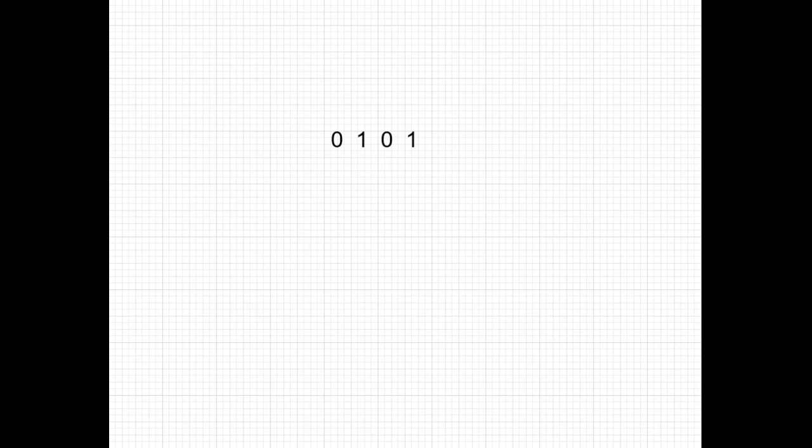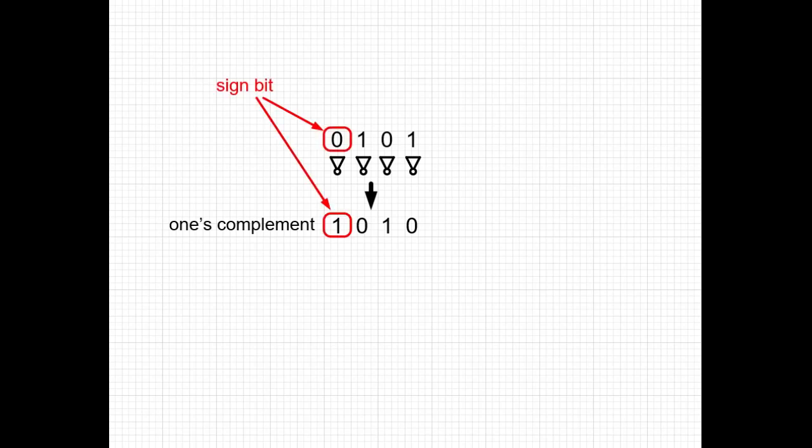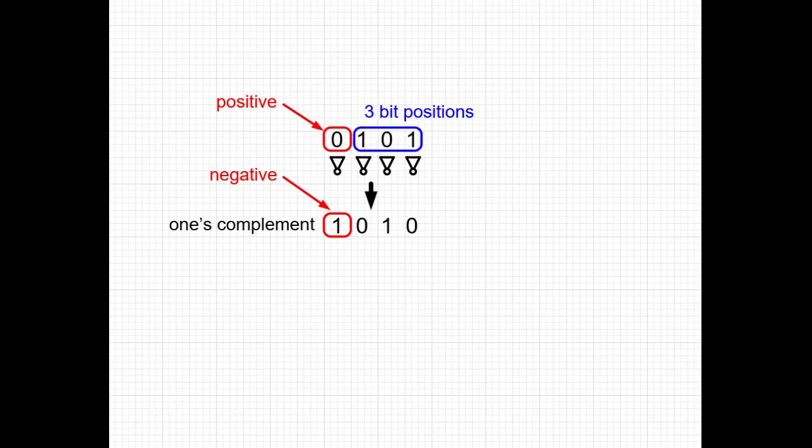Let's start with a binary 5 value. We convert that to a ones complement by simply inverting each bit. A ones complement is considered a negative version of the original number, and we use the MS bit to indicate this, with a 0 indicating a positive value and a 1 defining a negative. Note that by using the MS bit as a sign bit, we give up 1 bit position.